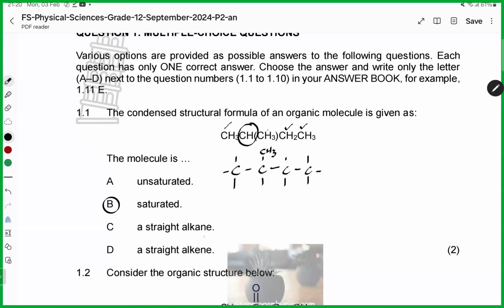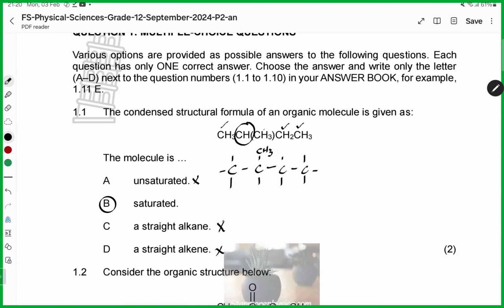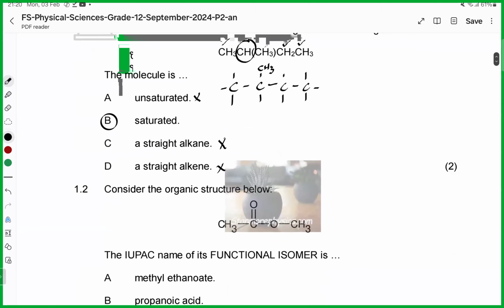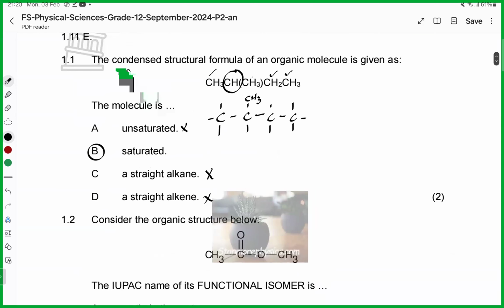Is it a straight alkane? No, it's branched. Is it an alkene? No. Is it unsaturated? No. Unsaturated means double or triple bonds. Right, let's stop right there. What's the functional isomer of this compound going to be? Firstly, what is this compound here? What's the name of this compound?